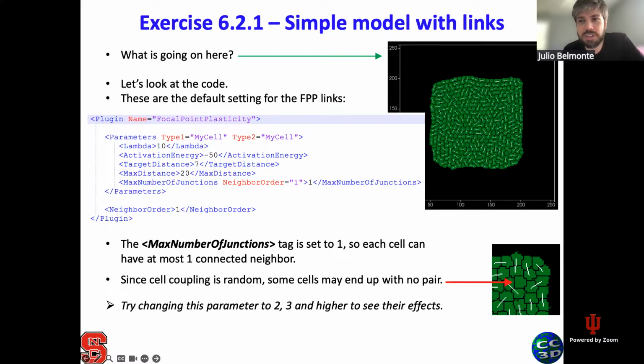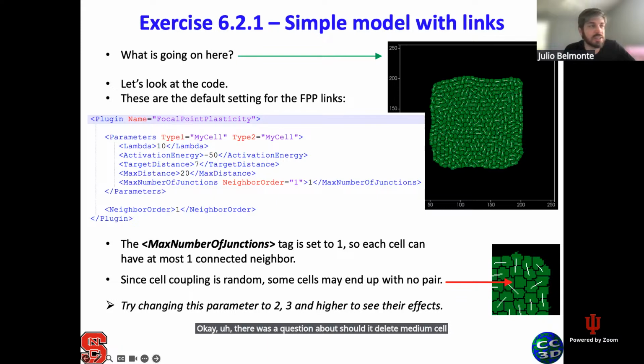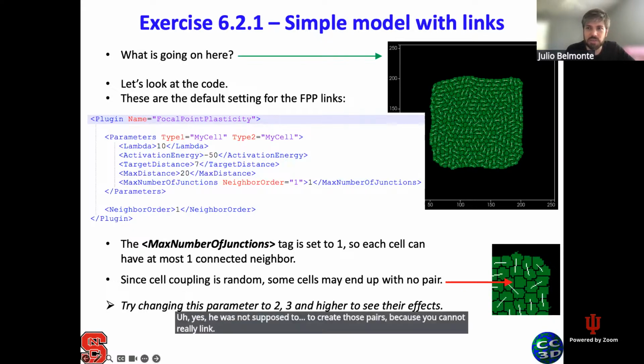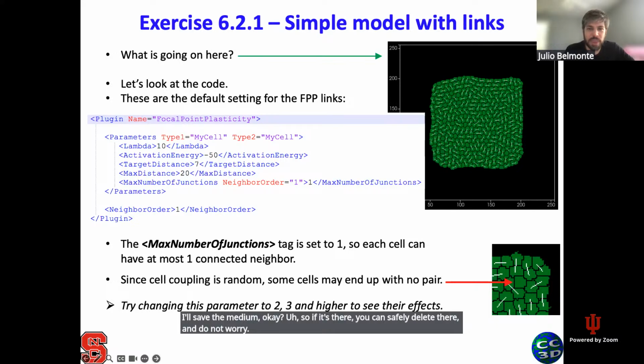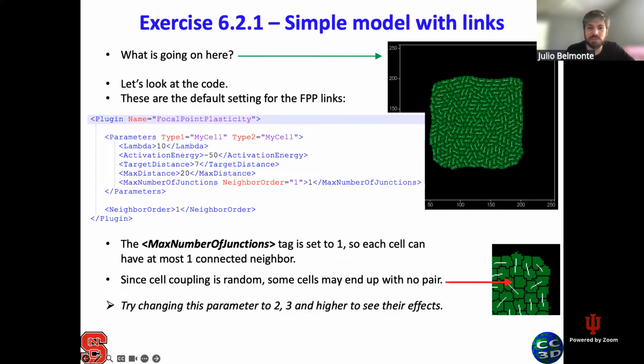Okay, there was a question about whether you should delete the medium cell and medium parameters. Yes, it was not supposed to create those pairs because you cannot really link a cell with the medium. Okay, so if it's there, you can safely delete them. Do not worry.